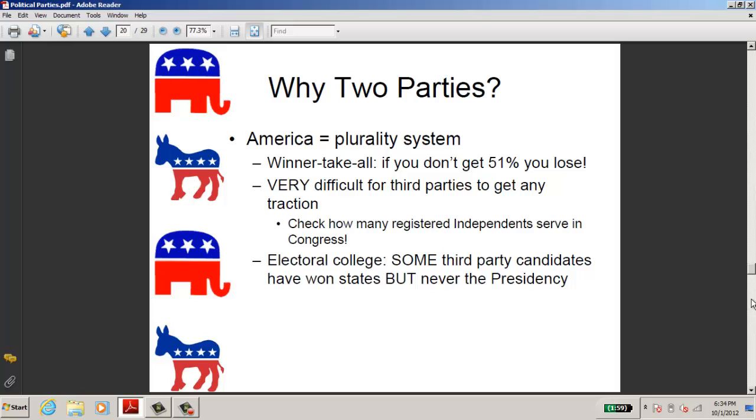Sometime if you're really bored, just check how many registered independents serve in Congress. I bet you can count them on two hands.